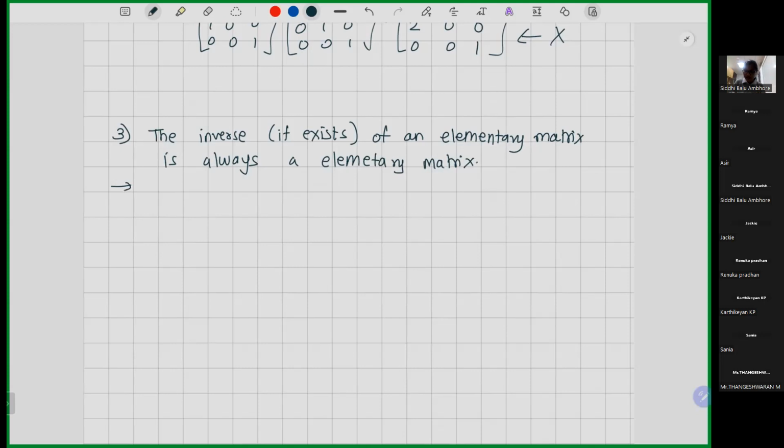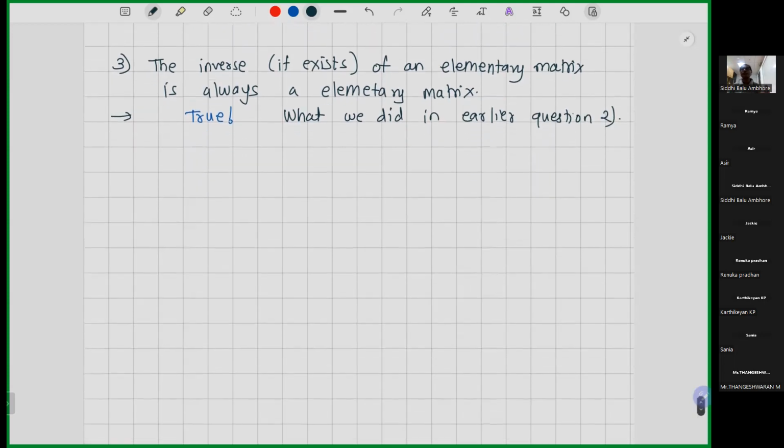Okay, this is true by what we did in the earlier example, or question 2. Please let me know if this is not clear, that the inverse of an elementary matrix is again an elementary matrix. We just produced an elementary matrix which is the inverse of the given elementary matrix. Okay.